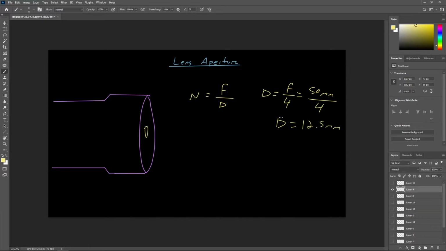Therefore, because of the inversely proportional relationship between the f-number and the diameter of the pupil, or in other words, how much light it's able to let in, we can see that the smaller the f-number, the larger the pupil diameter is, and therefore, of course, the more light gets let in.